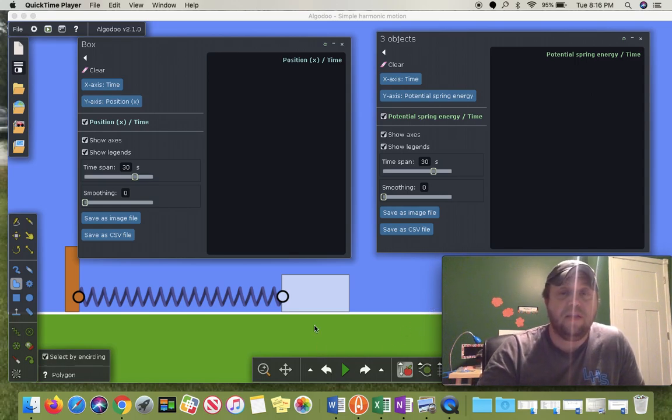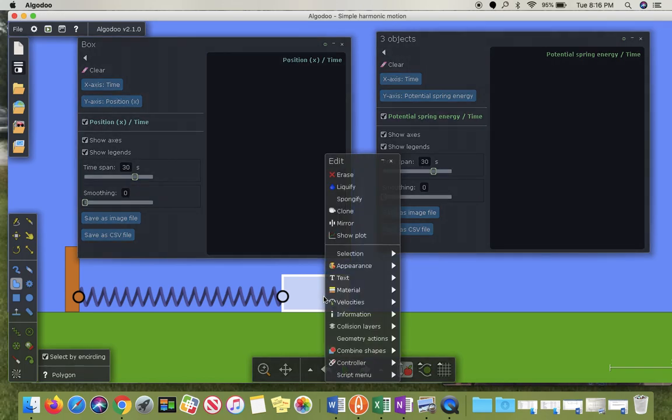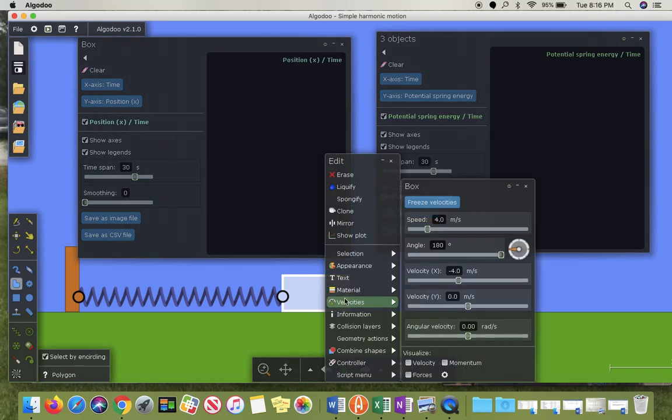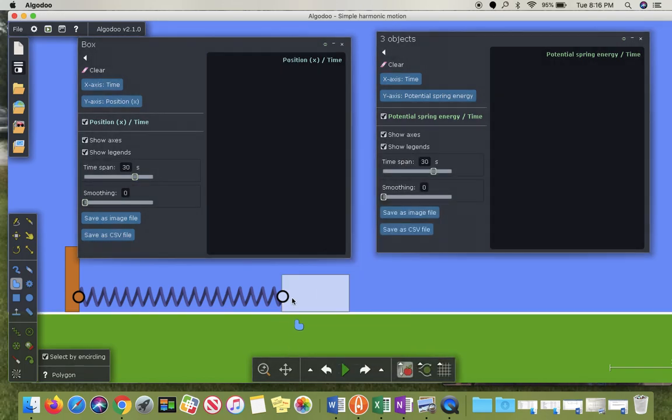First of all, I've got this thing set, I think, at negative 4 meters per second. Let's verify here. So I've got a velocity of negative 4. That means we're at the midpoint. The spring is unstrained right now, and the object will be moving to the left.